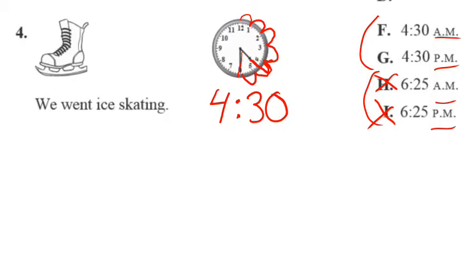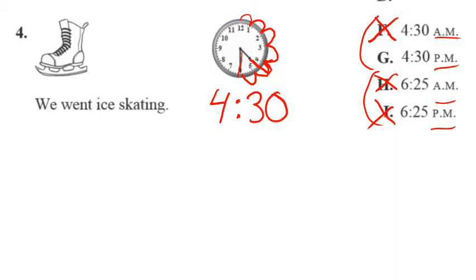Now I have to decide, when we go ice skating, what is the best time of day for that? Well, I know that at 4:30 a.m. it's still dark outside and I'm still sleeping. Some people are starting to wake up, but most people are still sleeping at 4:30 a.m. So I know that that is probably not the best choice for ice skating. The ice skating rink probably isn't open until 8 a.m.